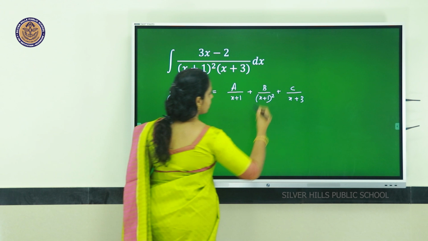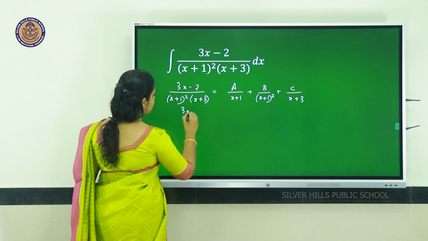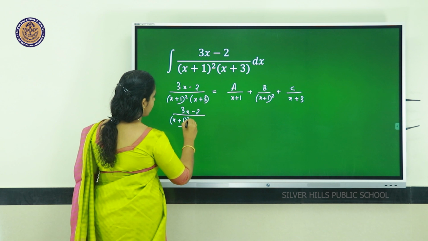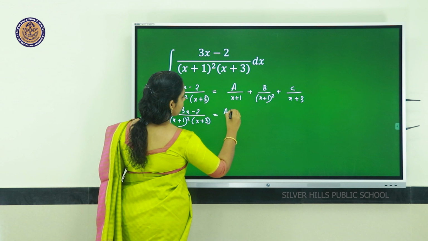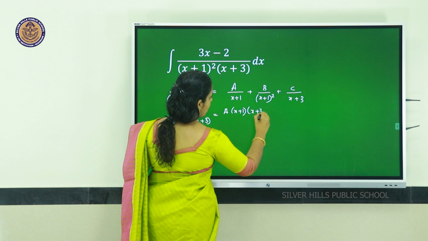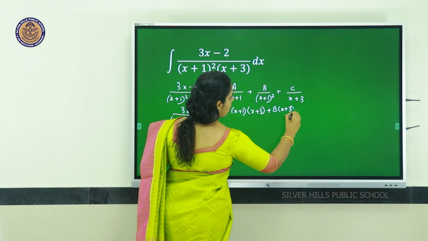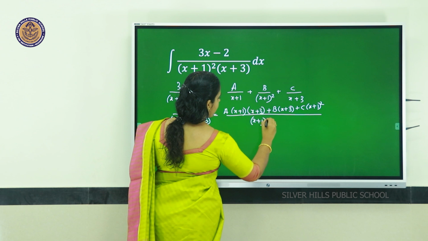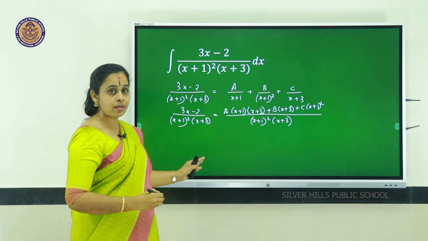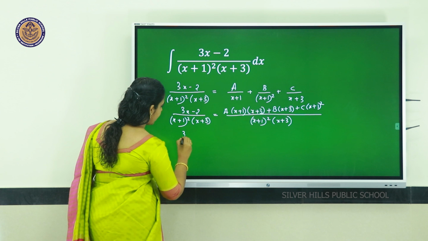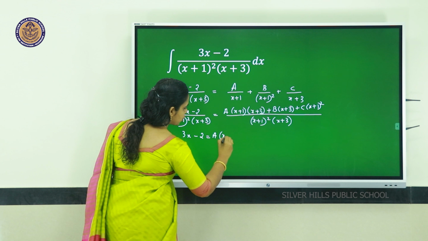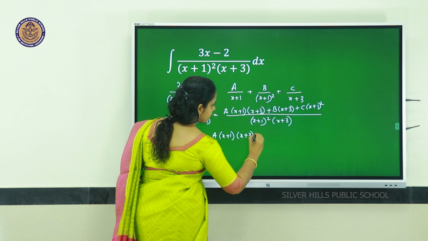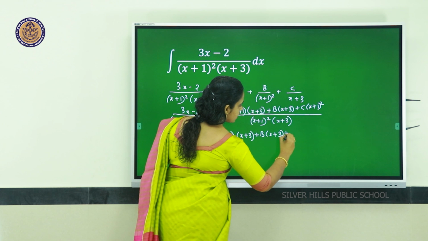Now let us take the LCM on both sides. 3x minus 2 divided by x plus 1 whole square into x plus 3 equals a into x plus 1 into x plus 3 plus b into x plus 3 plus c into x plus 1 whole square, whole divided by x plus 1 whole square into x plus 3. The denominators are the same on both sides. Let us equate the numerators. 3x minus 2 equals a into x plus 1 into x plus 3 plus b into x plus 3 plus c into x plus 1 whole square.